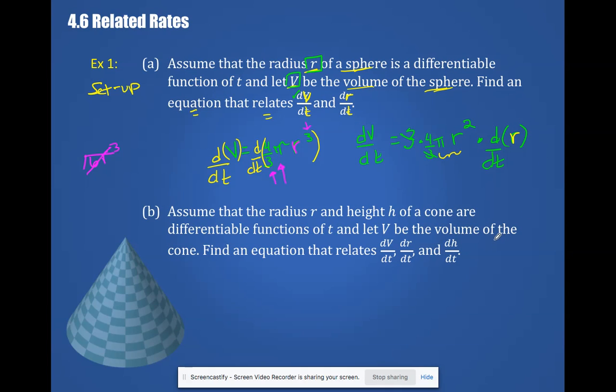Wait, what? Pretty cool, right? So, but I've done everything they want me to do. I have found an equation, dv dt, that relates, equal sign means relates, to rates.